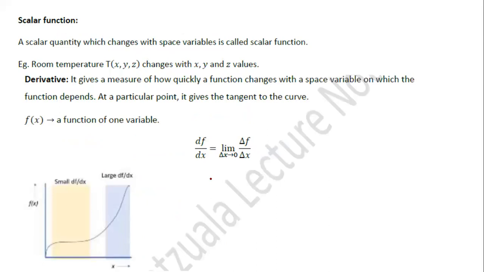Now let us talk about a scalar function. We know that scalar quantities, like temperature, only have a magnitude, whether it's 30 degrees Celsius, 35 degrees Celsius, 20 degrees Celsius, or a freezing temperature of 0 degrees Celsius. It has a certain magnitude, but this quantity does not have any specific direction, right?